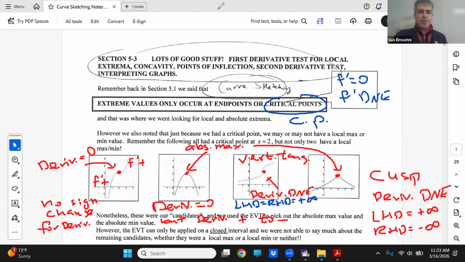Another thing we're going to talk about today is local and absolute extrema. So I think we know if something's absolute, it's like final, right? Absolute is what's going to happen. Local means nearby.